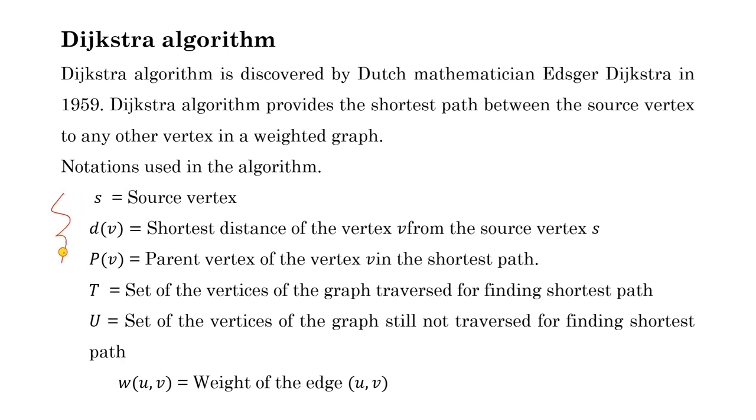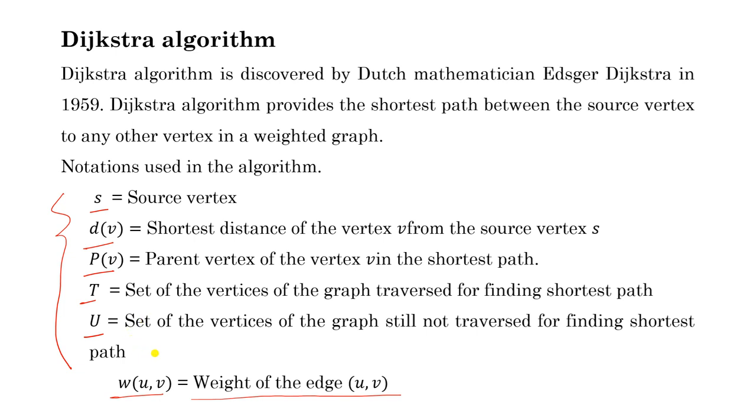These are some notations which we'll use in this algorithm. S for source vertex, dv for the shortest distance of v from the source, pv for the parent vertex of v, T is the set of vertices of the graph traversed for finding the shortest path up to a certain moment, and U is the set of vertices of the graph still not traversed for finding shortest path up to a particular point, and wuv is the weight of the edge uv. So these are some notations.